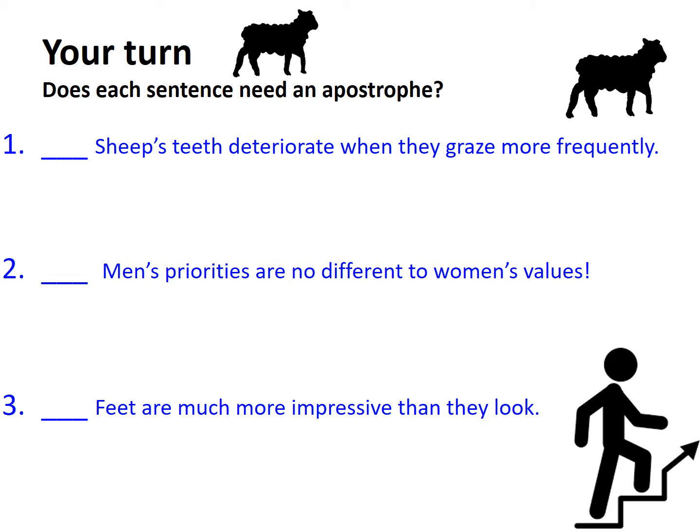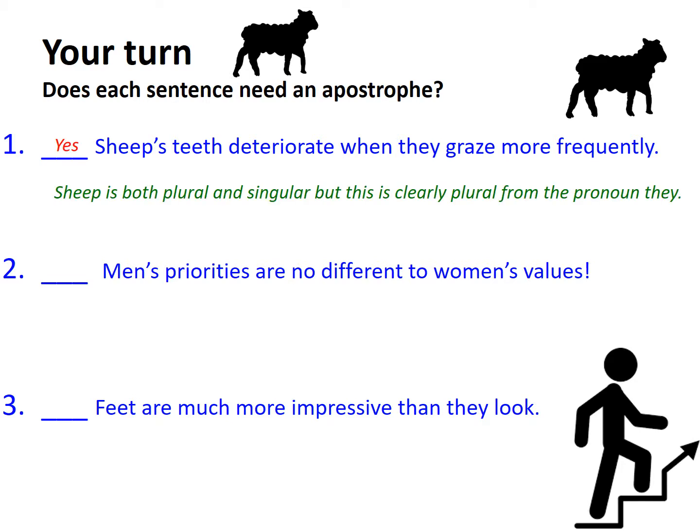So sheep is both the plural and the singular when we refer to it. But it's clearly taking the plural form, when it says they graze, because it's referring to more than one sheep when we use that pronoun they. So this sentence is correct to have an apostrophe and an S added after sheep, taking the plural form there.